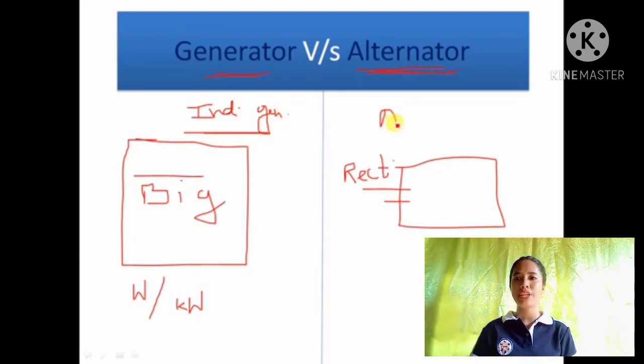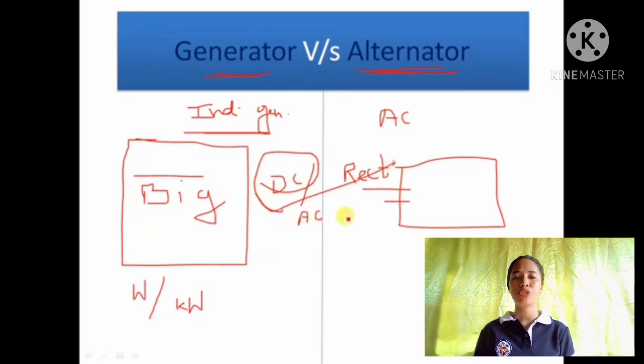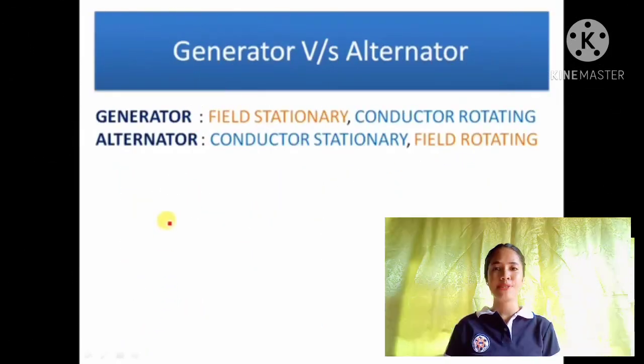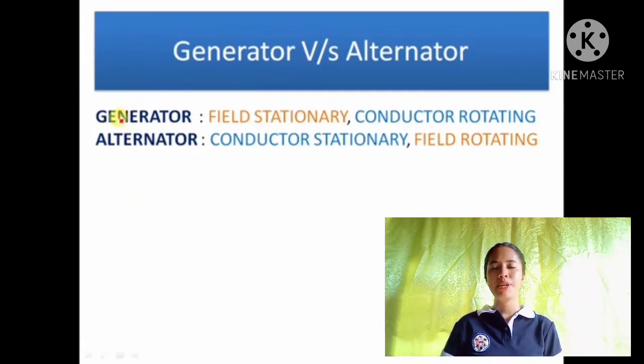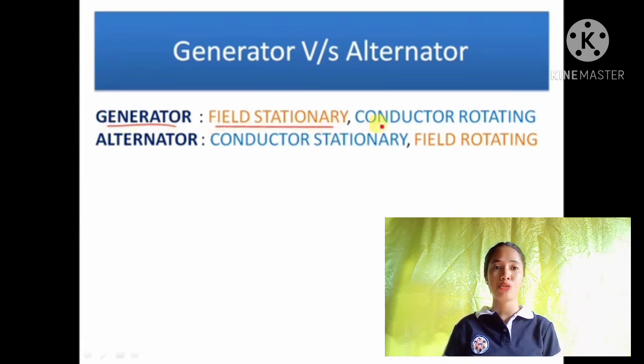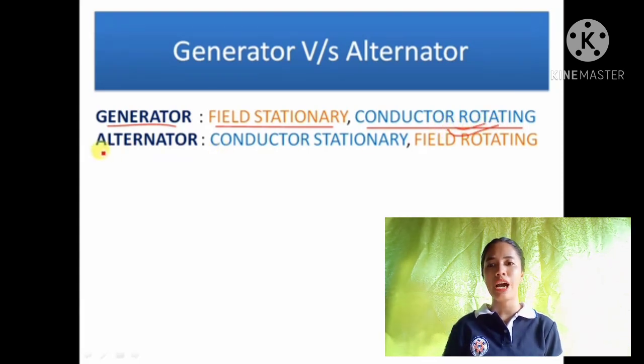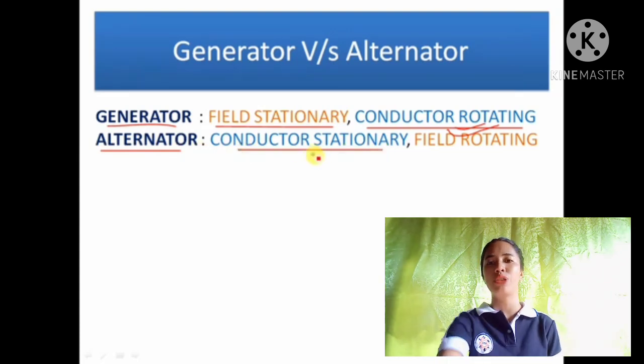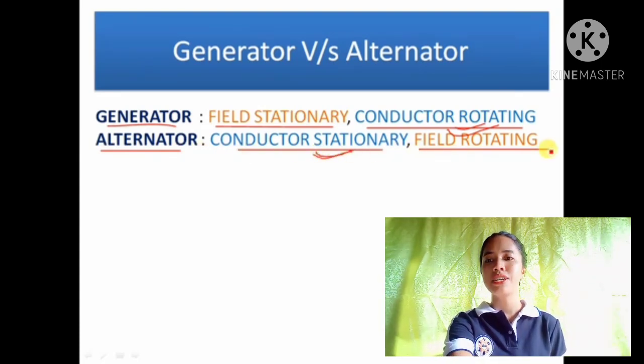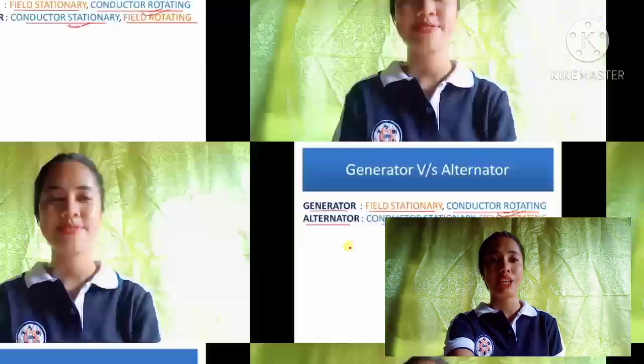An alternator is only used for production of AC, while a generator can actually produce DC or AC, but by generator we usually mean a machine which generates DC current. So moving to the next slide, you can note that in a generator the field remains stationary while the conductor is rotating. The conductor is the armature from which we get the output, while in an alternator the conductor is stationary while the field is rotating.